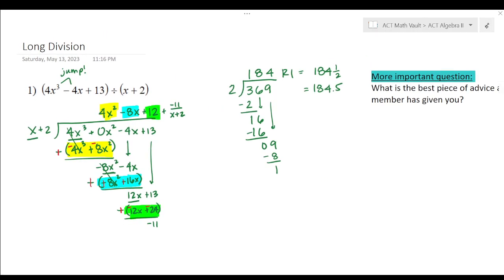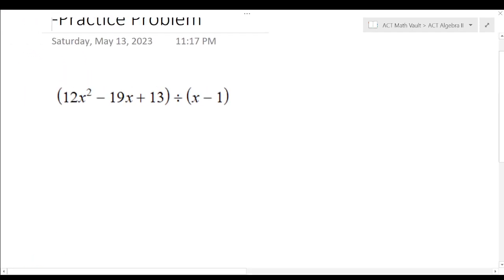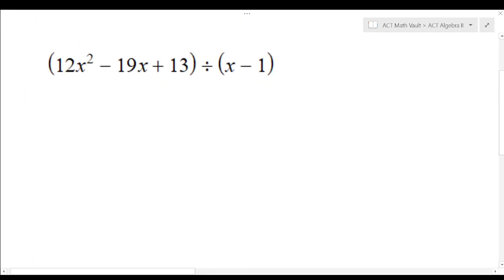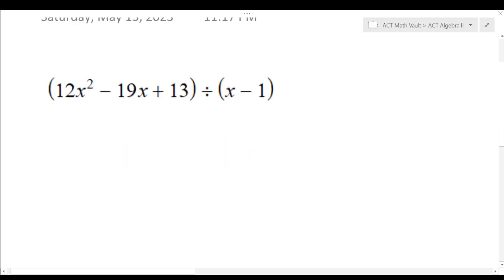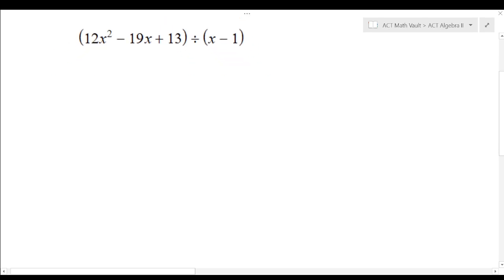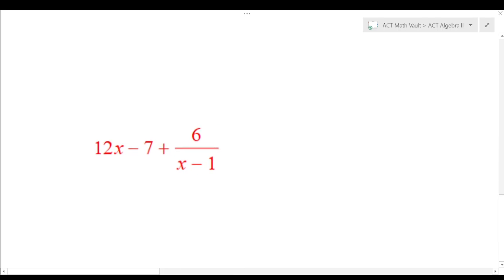Moving on to the practice problem. Here we have this one. Oh, don't look at the answer. So we have 12x squared minus 19x plus 13 divided by x minus 1. Just as a tip, there is no jump right here. There's no sort of placeholder that you would need. Why don't you pause the video if you don't want to see the answer yet? When all is said and done, this is the answer that you should be getting.